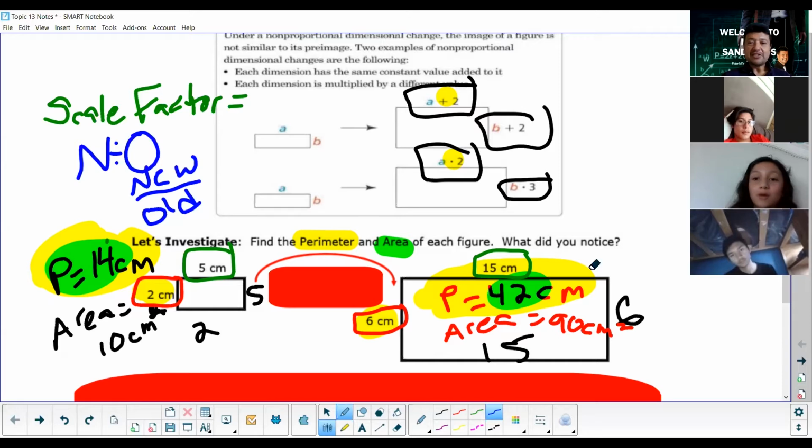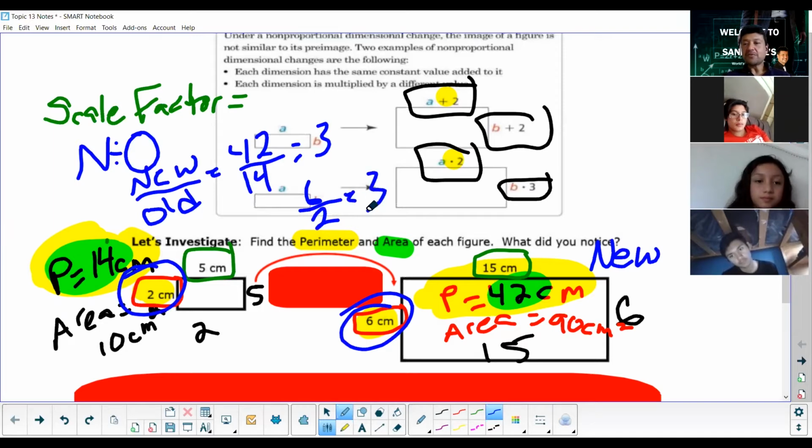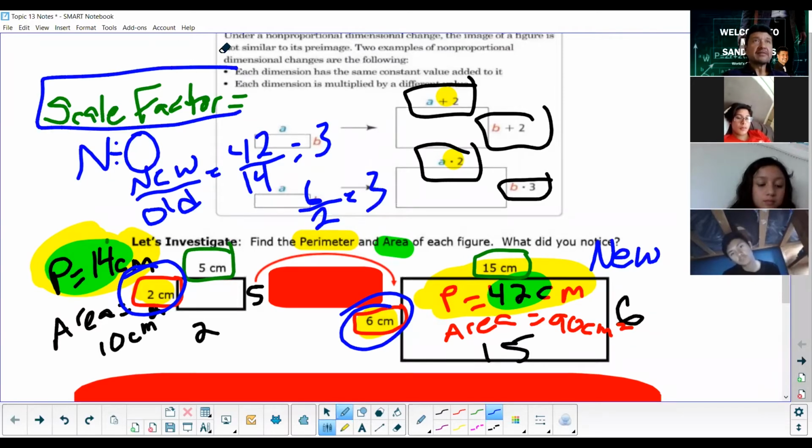So you see how this is the new figure? And you can take anything. You can take the 42 divided by the old, which is 14, you come up with 3. Or you can take the 6, which was one of the sides right here, and divide by 2, which is this other side, and you still come up with 3. So you see how we have new over old? So new over old is very beneficial in order to find scale factor. And anytime you have similar figures, you're guaranteed a scale factor.